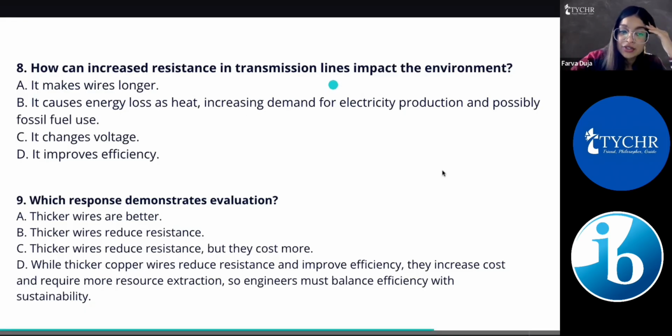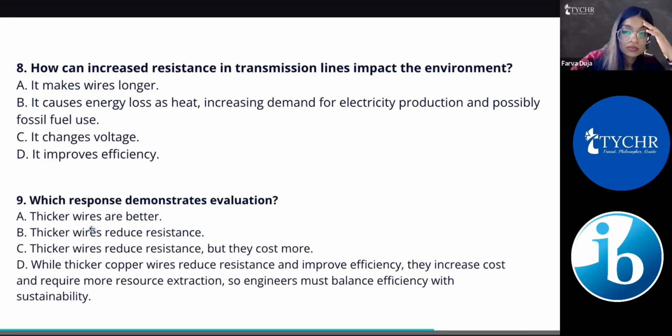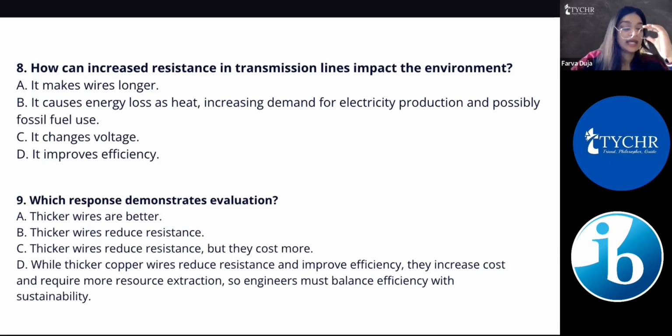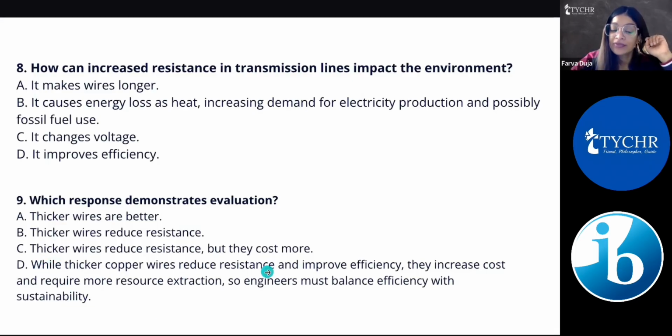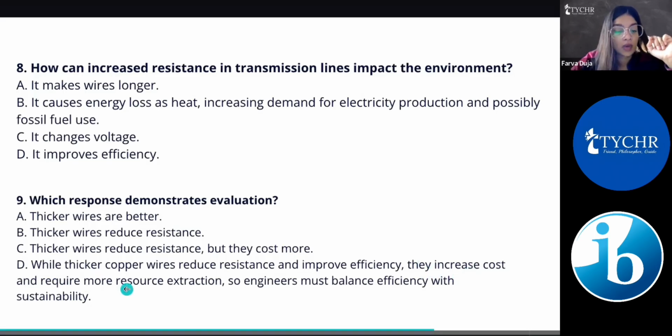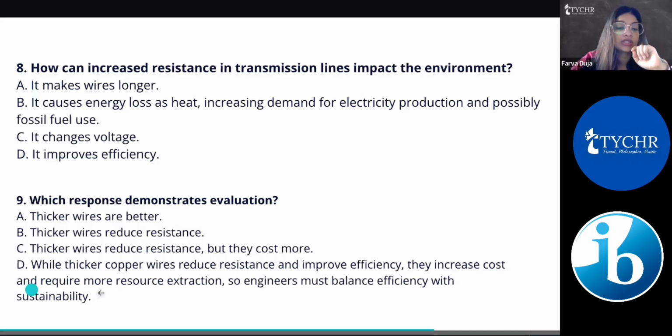Anybody has an answer for question 9? D, exactly. So here, the way to write evaluation is: while thicker wires reduce resistance, now that's listing an advantage, and improve efficiency, that's another advantage. Now we're talking, but the problem is they increase cost and they require more resource extraction, which are both disadvantages.